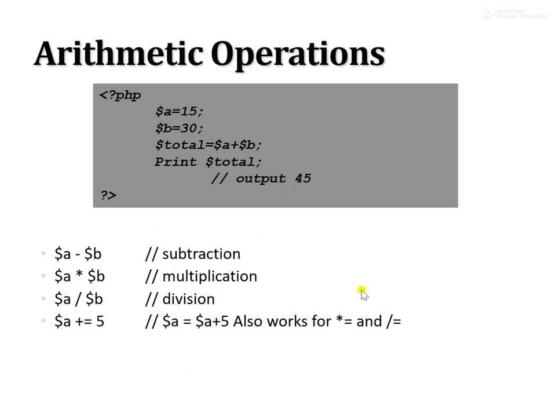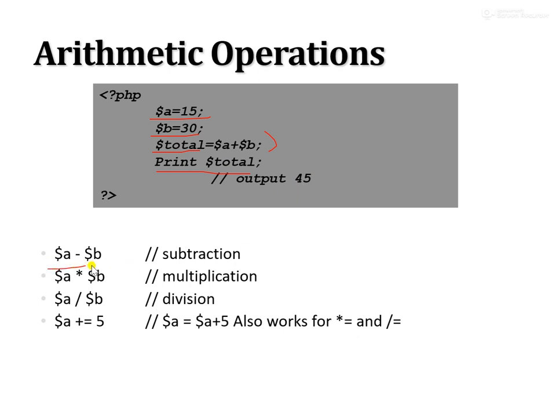Here we have another example where we declare two numerical variables a and b with the values 15 and 30. A is 15, b is 30, and then a third variable, total, is assigned a plus b, and then we write print total. It will evaluate this expression, 15 plus 30 equals 45, so total will be assigned 45, and 45 will be displayed on screen.